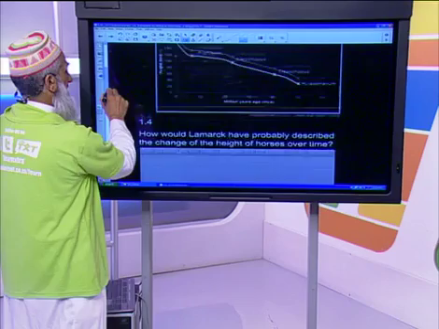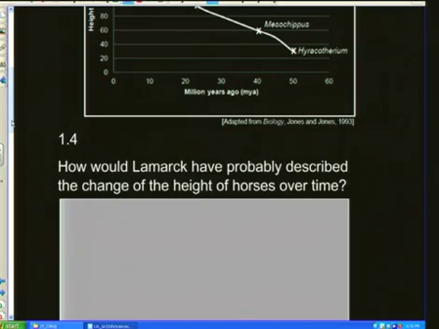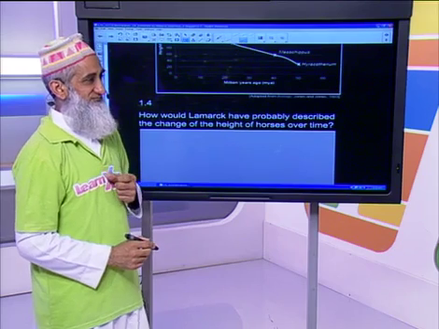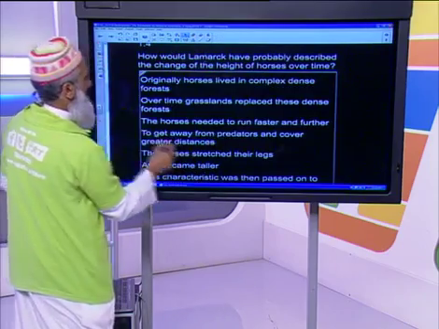We are still with the same question. How would Lamarck have probably described the change of the heights of horses over time? Let's make it easy. What law would he have used? The law of use. And then after that? Inheritance of acquired characteristics. Good. So you got the idea in there. So let's go straight to it.